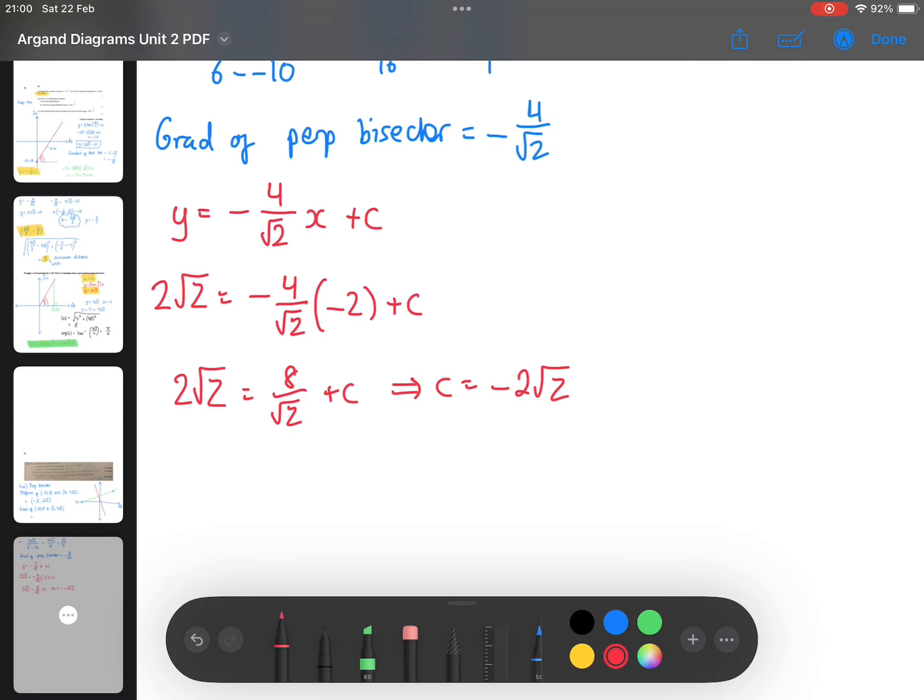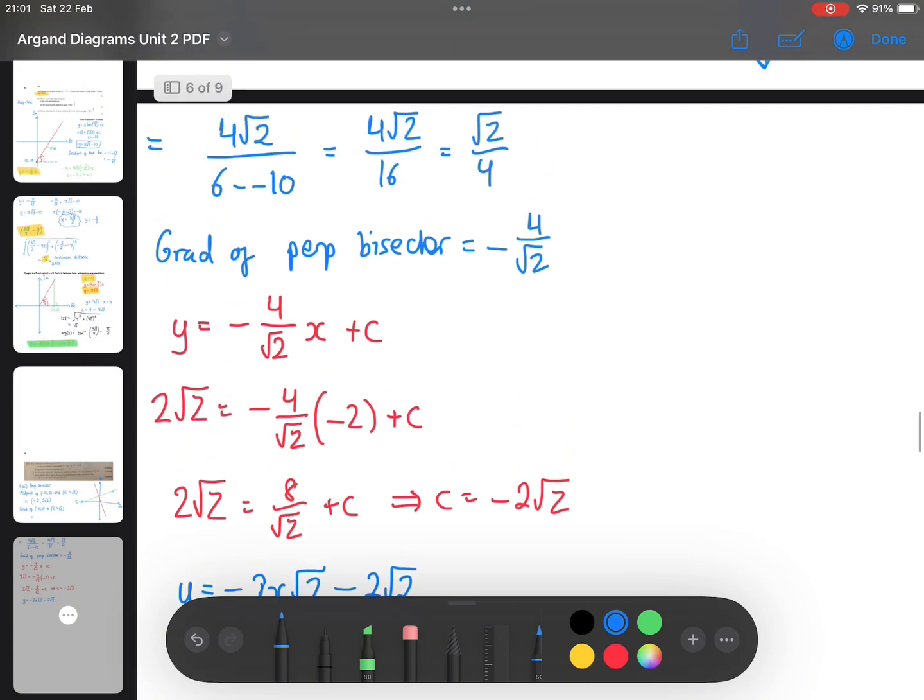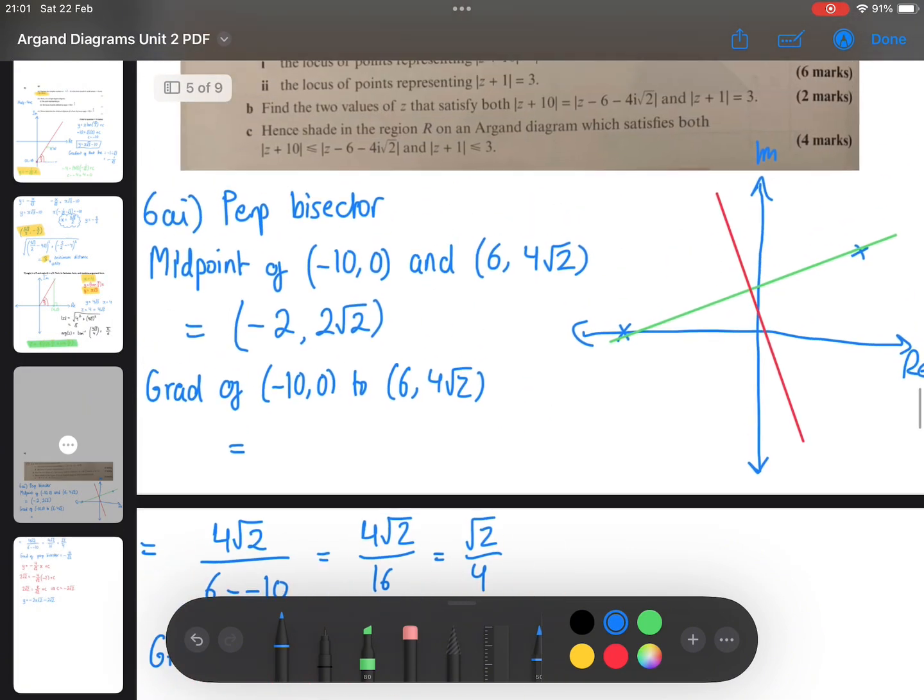So I think we should rationalize it, probably make it slightly neater. And that gives us y equals -2 root 2 x. Actually, probably better to write that as -2x root 2 to avoid confusion about whether the x comes under the square root or not, and -2 root 2. So that's the equation of the perpendicular bisector, the red line here.